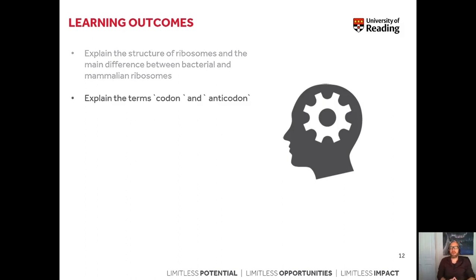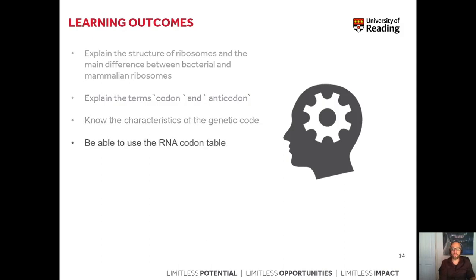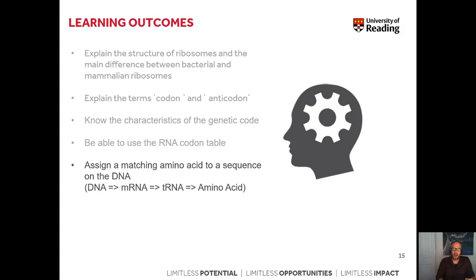You should also be able to explain the terms codon and anticodon, know the characteristics of the genetic code, be able to use the RNA codon table and also the RNA codon wheel. And you should be able to assign a matching amino acid to a sequence on the DNA. Starting with the DNA sequence, then mRNA sequence, tRNA, and finally the amino acid.